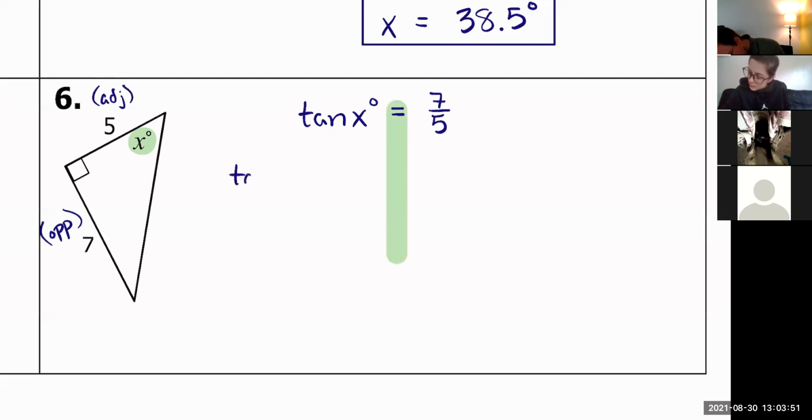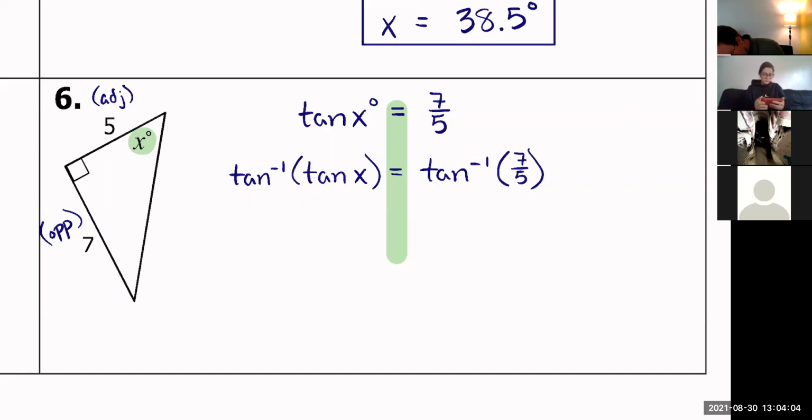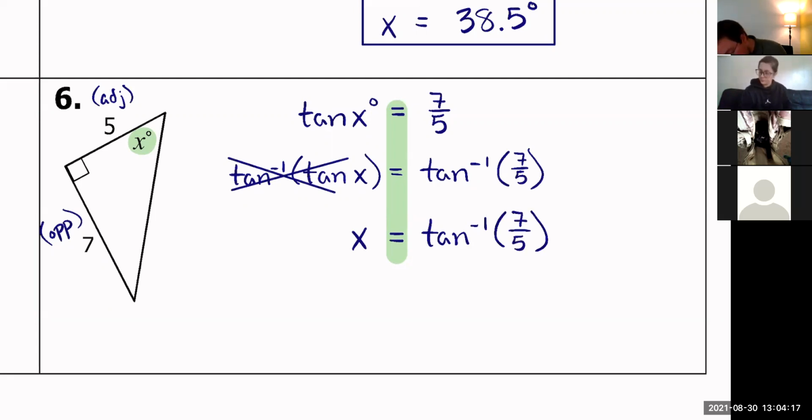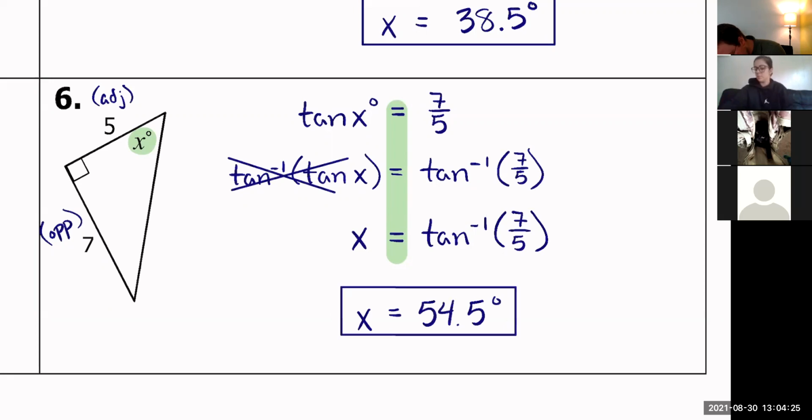I'm going to take the inverse tangent of both sides. After the tangent and inverse tangent eliminate on the left, I am at x equals the inverse tangent of 7 over 5. With the calculator, we should get 54.5 degrees. What do you guys think?